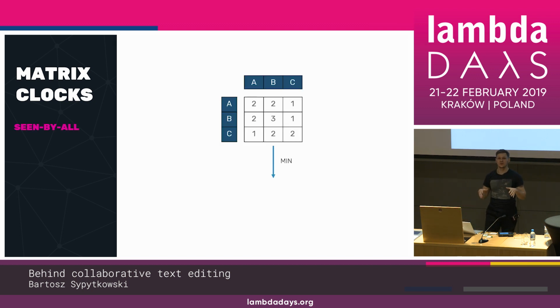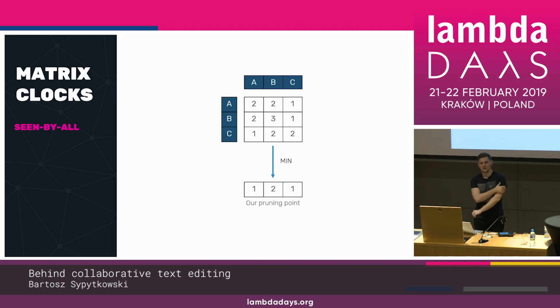Now, how to determine a seen by all event? It's simple. We pick the rows representing vector clocks, and we apply the min operation. Like we have max when resolving conflicting updates, here we are applying min. So we are taking the minimum values of the corresponding replicas, and this gives us another vector clock. And what does this vector clock mean? It's basically our pruning point.